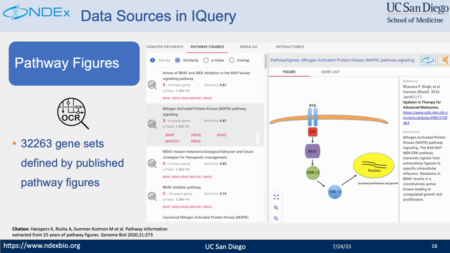The Pathway Figures tab is the result of a major collaboration between NDEx and the Pathway Figure OCR Open Science project from UCSF led by Alex Pico. This data source has over 30,000 gene sets in it. Each gene set is extracted from a published pathway figure using OCR. NDEx is their main data repository. In this tab, users can view the relevant pathway figures, read the description, and follow the link on the right-hand side to go read the paper if they want.